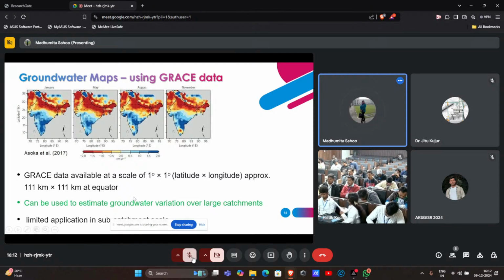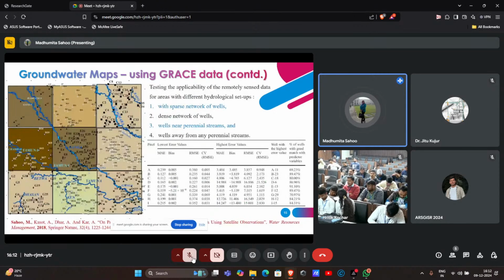So my research was to use it at subcatchment scales. Since it has very limited application at subcatchment scale, I tried to see if we can use it at subcatchment scale with four different case studies which I took.